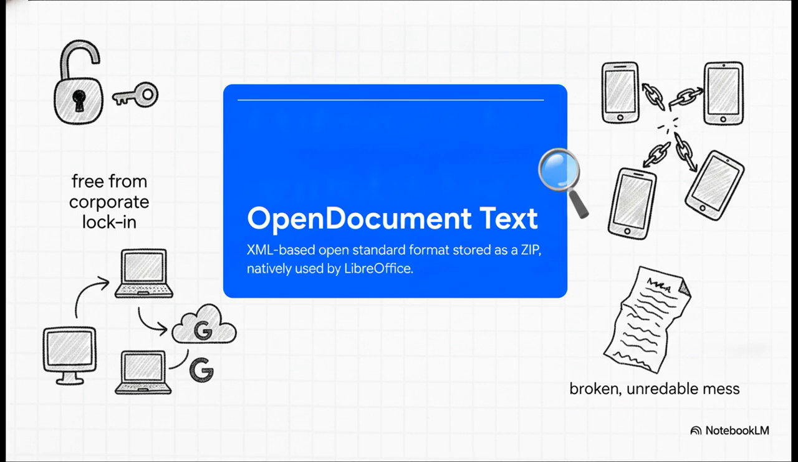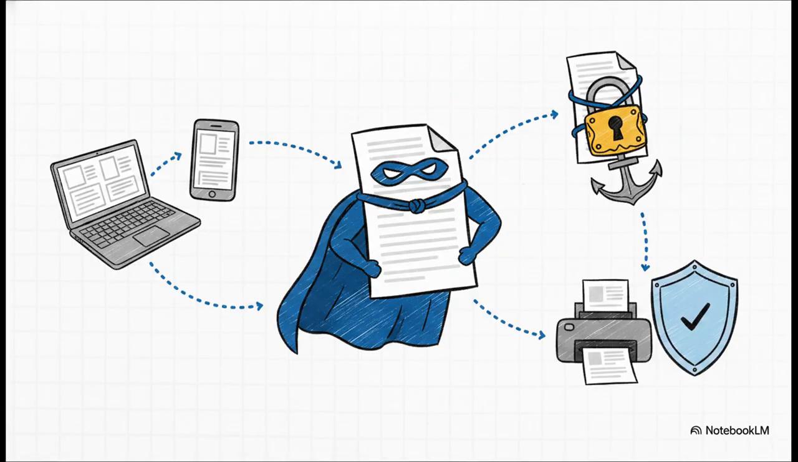But here's the catch, and the stakes are pretty high here. While it champions open standards, it severely lacks universal compatibility across different devices. If you email an ODT file to someone who doesn't have LibreOffice installed, say they're opening it on an iPhone, they either won't be able to open it at all, or their device will just try to guess the formatting. And that leads directly to that broken, unreadable mess we just talked about. And this is exactly why converting to a PDF is the absolute hero of our story.